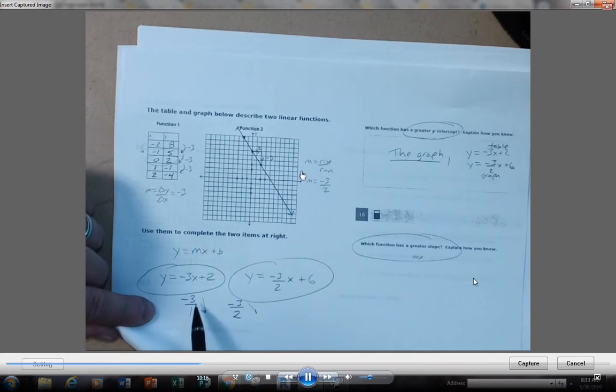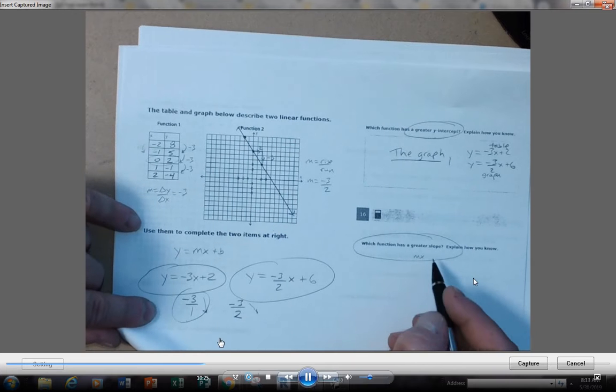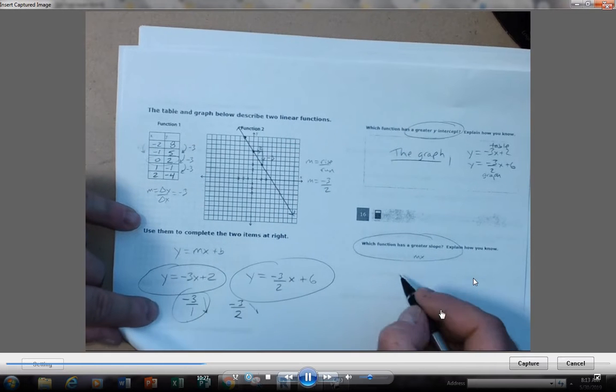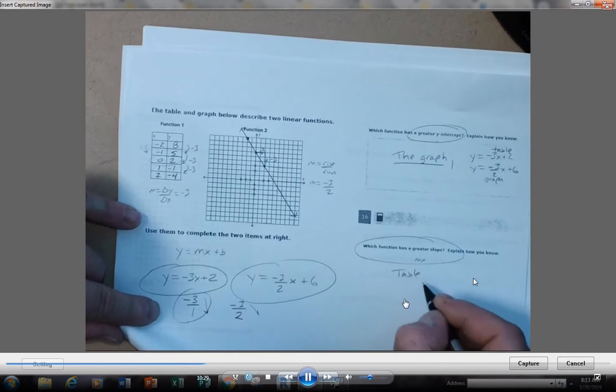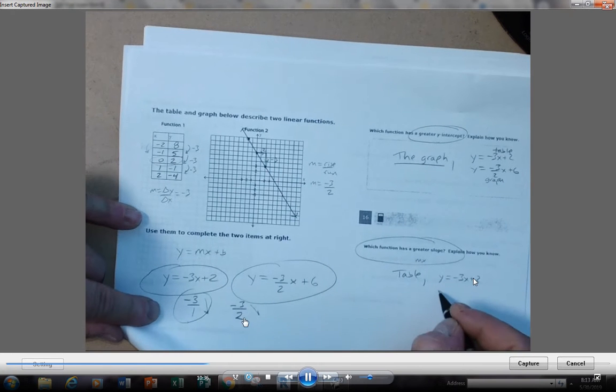If I graph this table, it would be over 1, down 3, and you can see that would be a steeper line. It has a greater rate of change. That's tricky. So the greater slope, you would say the table. And again, show me these slopes. Label them. This is the slope of the table. This is the slope of the graph.